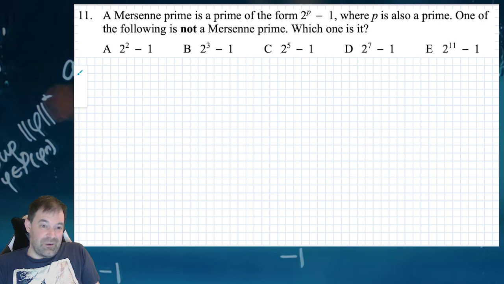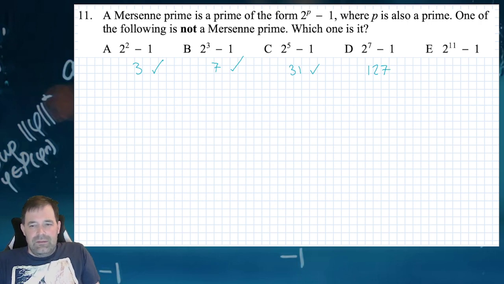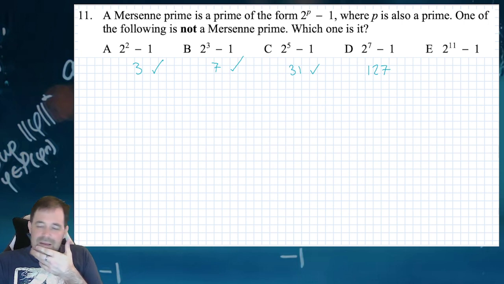So we're just going to work it out, I think. 2 squared is 4, take 1 is 3, that works. 2 cubed take 1 is 7, that works. 2 to the power of 5 take 1 is 31, that works. 2 to the power of 7 is 128, 127. Is that right? 2, 4, 8, 16, 32, 64, 128, okay. Doesn't go in 17, doesn't go in 13, doesn't go in 11. It's less than 17 squared, so I think that's prime as well.